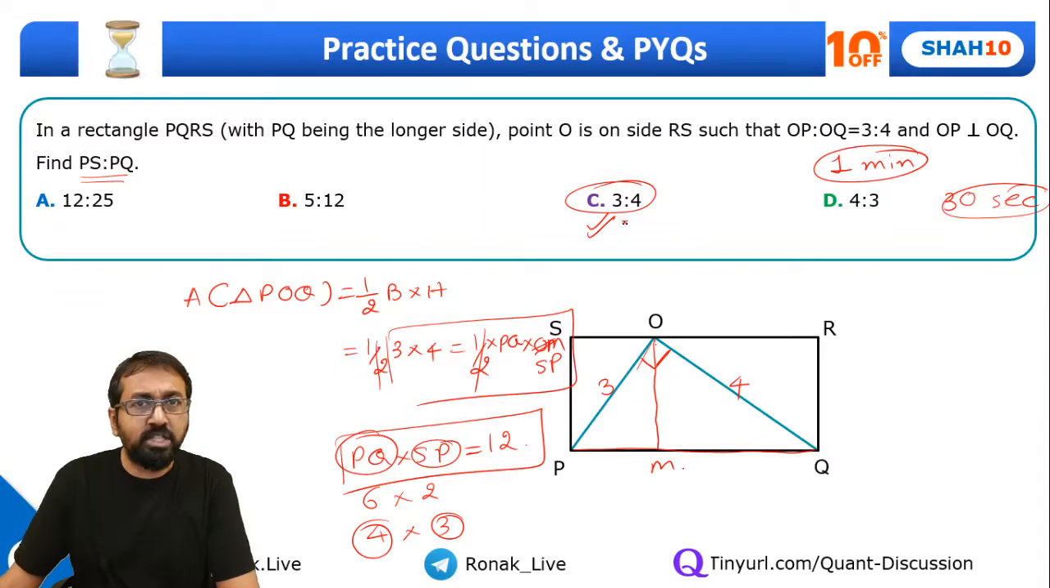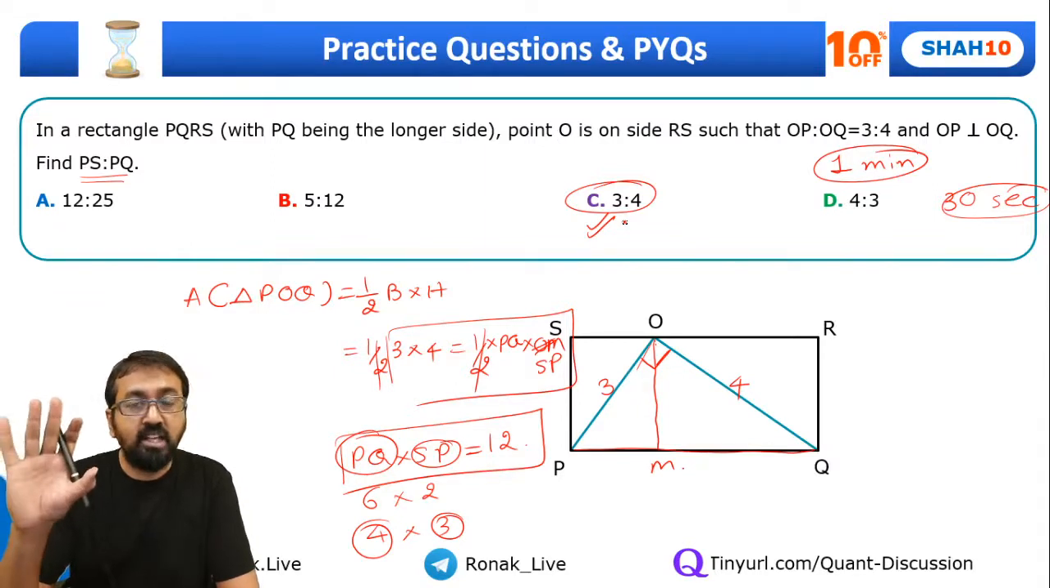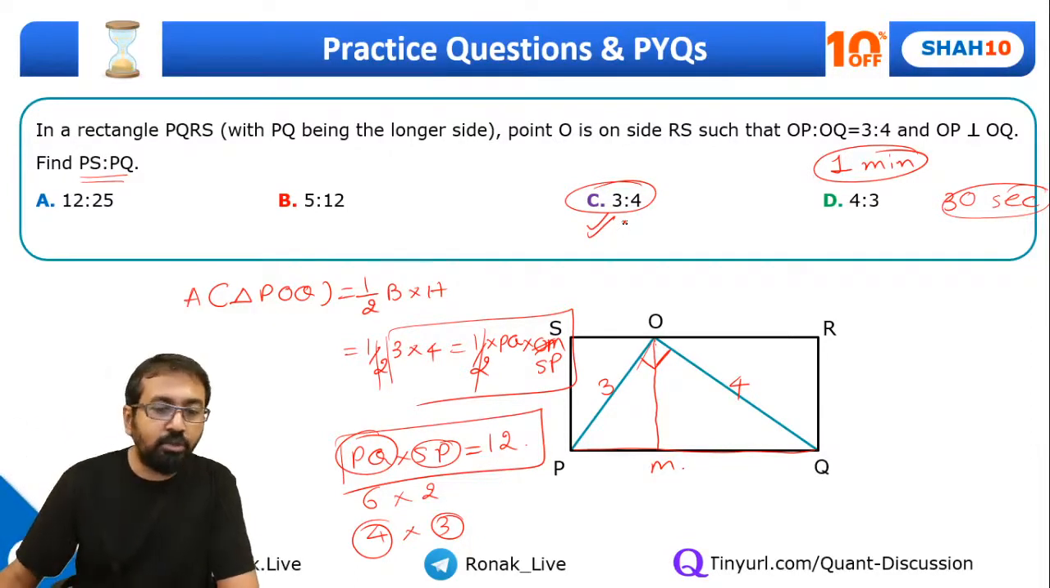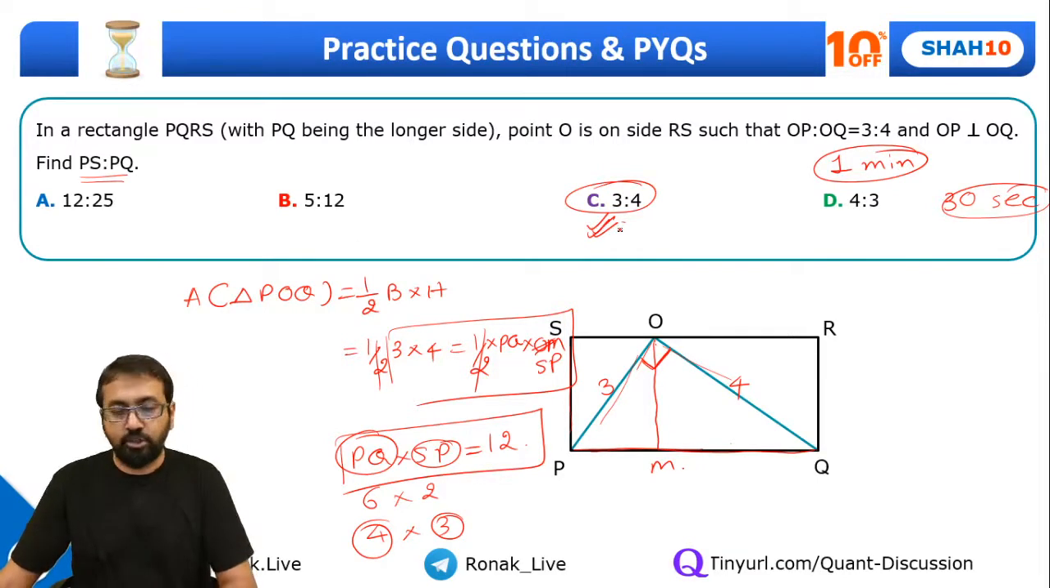So it was a simple question. I'm sure all of you would have got this answer. So when you come across such a question, you will have to quickly think about what trick you are going to apply. The moment you saw that PO is perpendicular to OQ, you should be able to immediately figure out that the product of this and this will be the same as the product of SP and PQ. So based on that, we can figure out what the ratio will be.